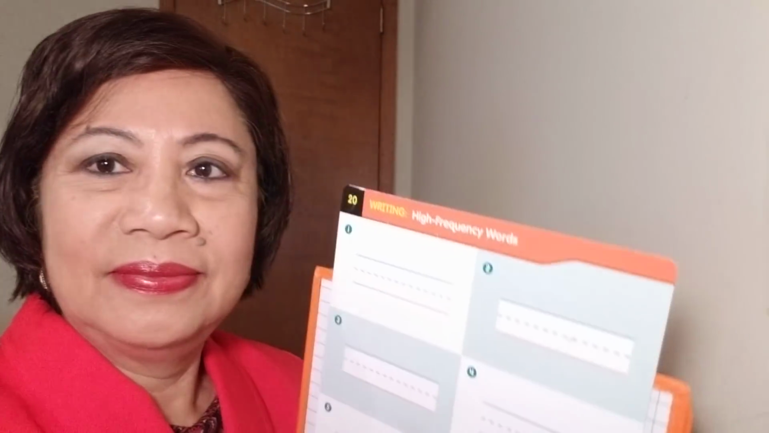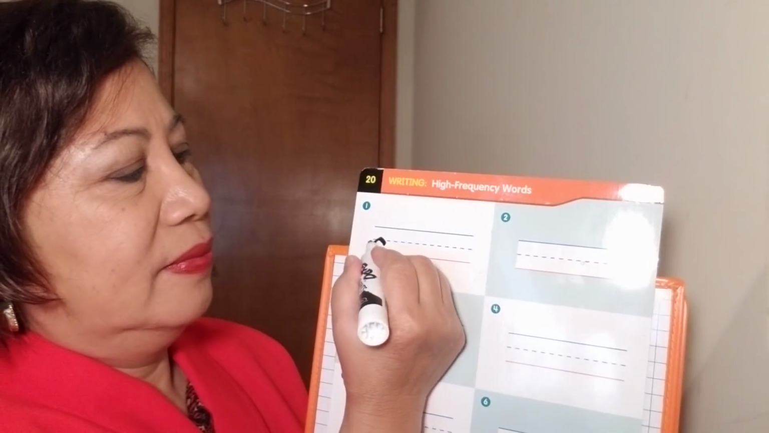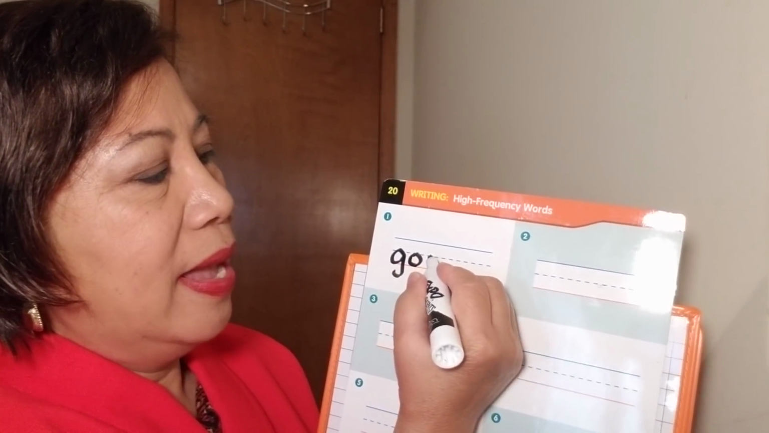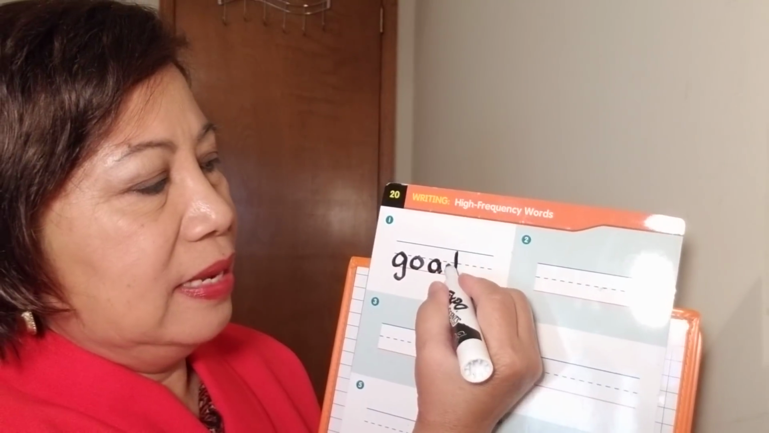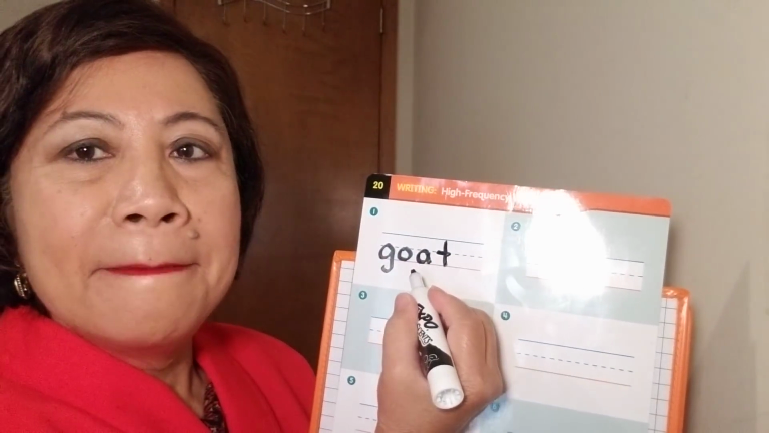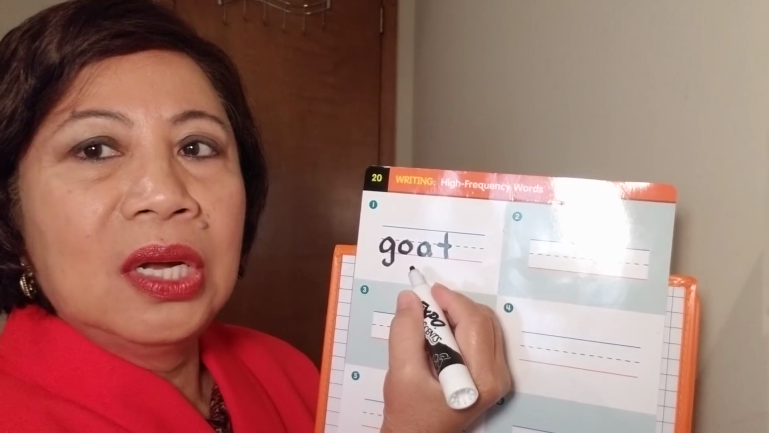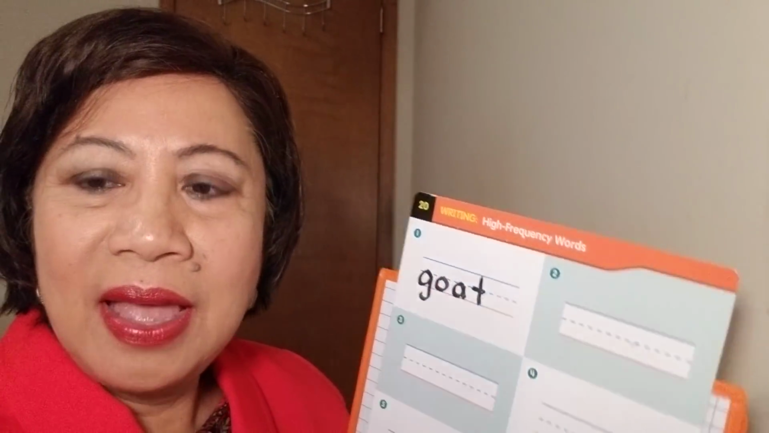What is this? He likes to eat grass on the farm. It's a goat. Goat begins with letter G. G says G. How do you spell them? Let's write it down. G-O-A-T. Remember, O and A makes one sound. O. Goat. Very good. All right.